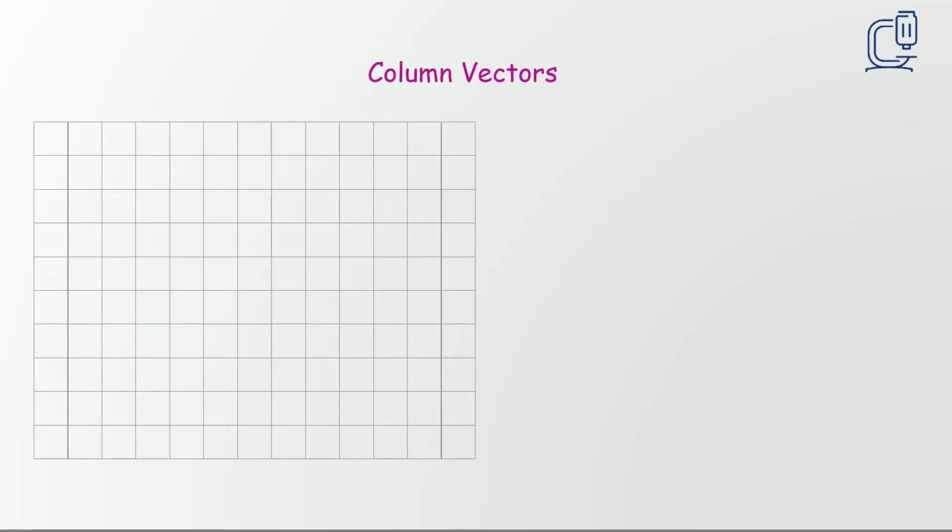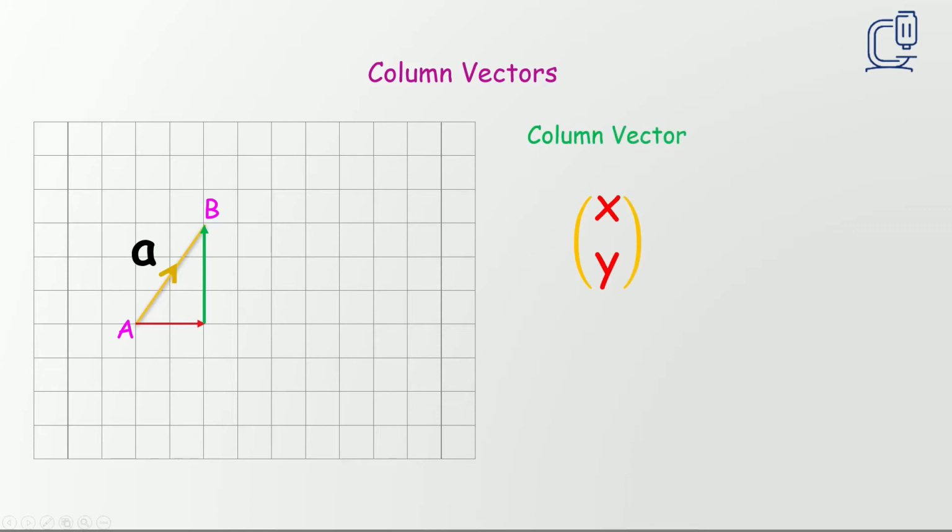Let's take a look at column vectors. Looking at our example of the journey from A to B, we have drawn this on the grid. We can see that we have a step of 2 squares to the right and 3 squares up to get from point A to B. We can write this as a column vector. We use column vectors to give information about a vector. A vector has two components. There is the horizontal component, also known as the x component.